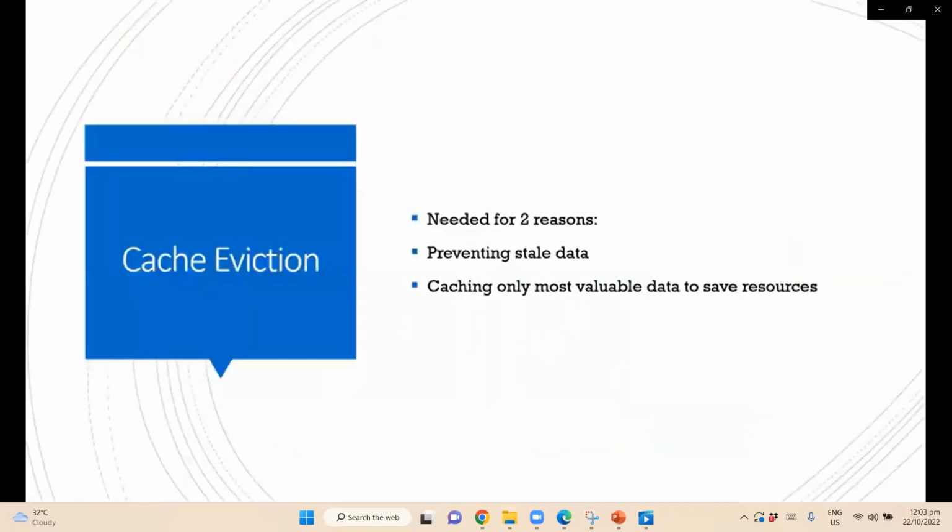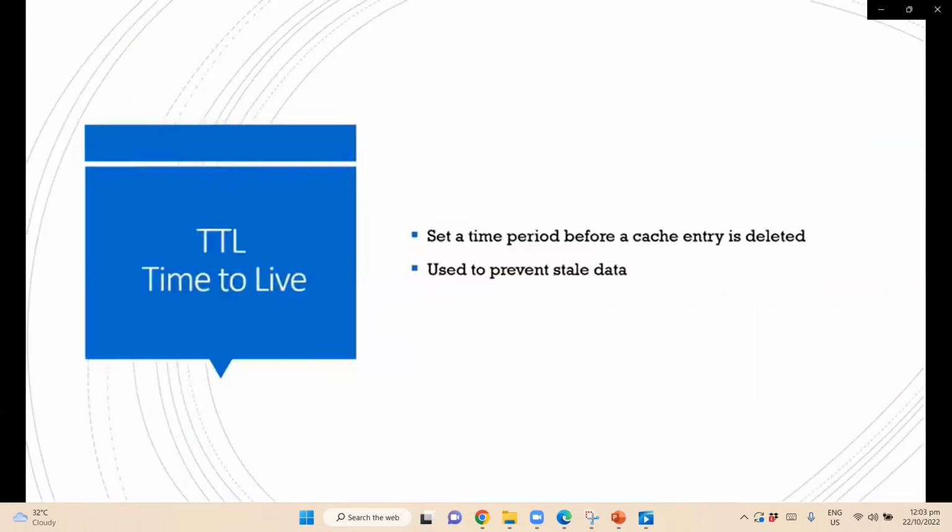Moving on, a key concept is cache eviction. We need this for two reasons. Like we talked about earlier, we want to prevent stale data. We don't want something sitting in cache for too long, because if it's updated, we don't want out-of-date stuff being served to users. We also want to only cache the most valuable data to save money and resources. There's a lot of stuff in your database that might never or very rarely be requested, so it doesn't really make sense to store that stuff in cache because it's just kind of a waste.